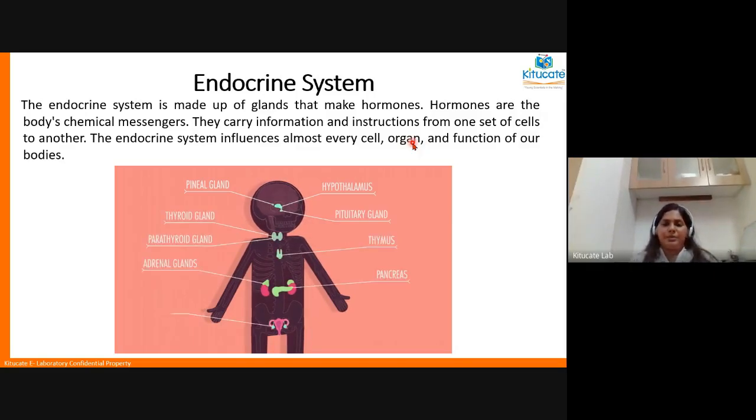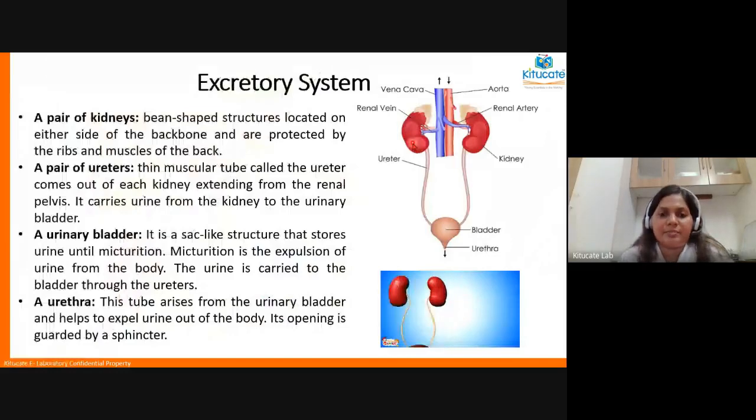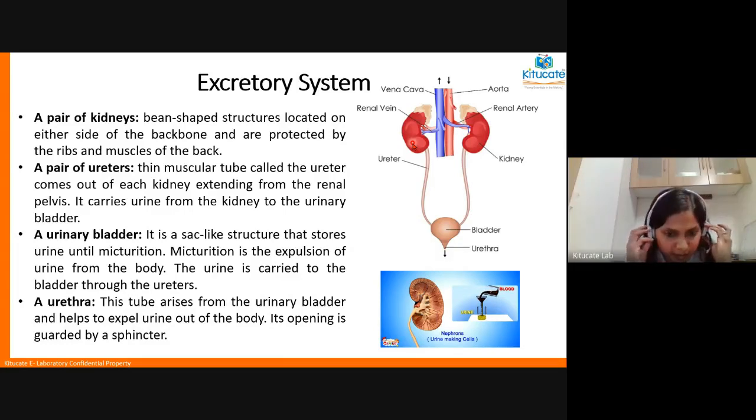All right, so we move to the next system, which is the excretory system. Who wants to explain the excretory system? Vedika, go ahead.